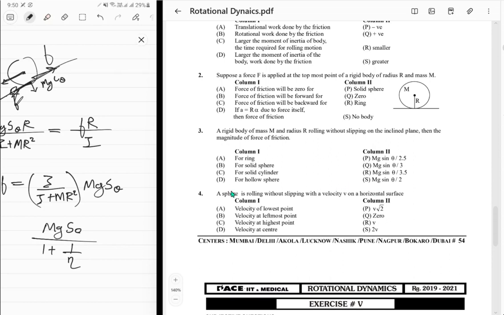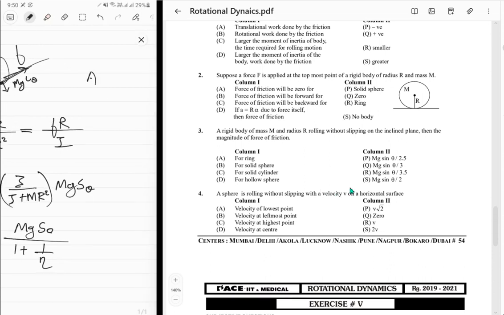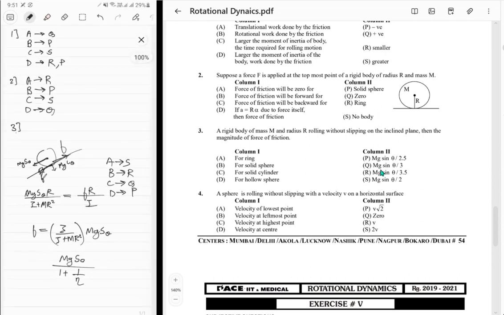Anyway, for a ring, eta will be 1, so mg sine theta upon 2, which goes to s. For a solid sphere, eta will be 2/5, so this will be 1 plus 5 upon 2, so 1 plus 2.5, so 3.5. That goes to r. For a solid cylinder, eta is going to be 1 upon 2, so this will become mg sin theta upon 3. So that's going to be q. And the last one is the hollow sphere, so it's going to be 2/3 mr squared, that's inertia about center of mass. So 1 plus 3 upon 2 is going to be 2.5, so mg sin theta upon 2.5, which is p. There we go. So that's the answer.